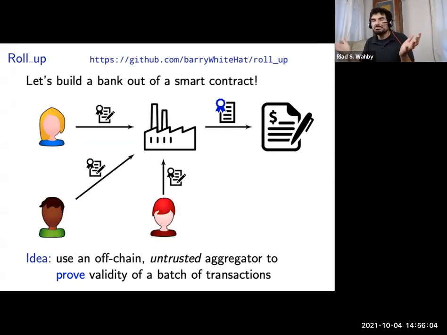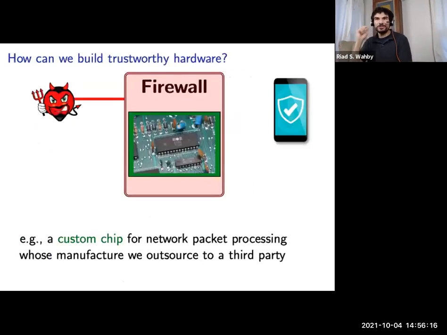Okay, so that's a cryptocurrency-related application that's maybe at this point somewhat familiar. Let's look at something that's totally different, and that is building trustworthy hardware. This might seem weird, but let's say that we want to design a custom chip that does packet processing for us. We know how to design a chip, but we don't own a factory to build chips.